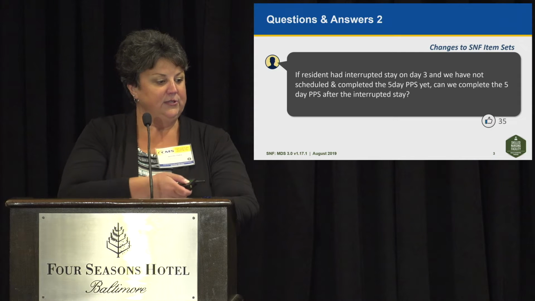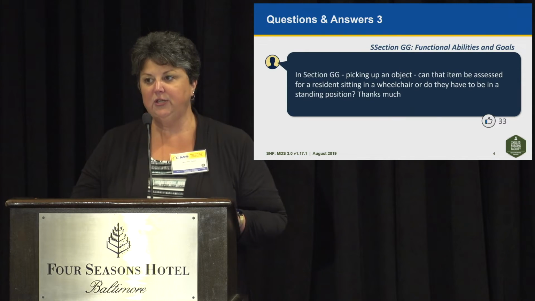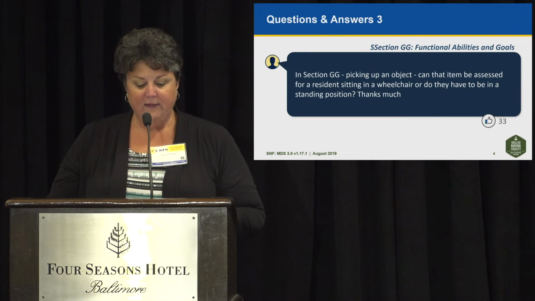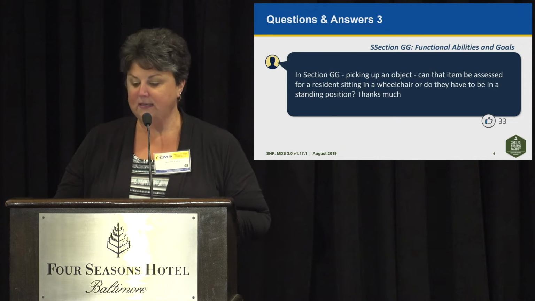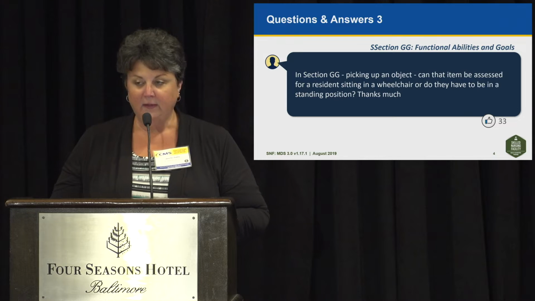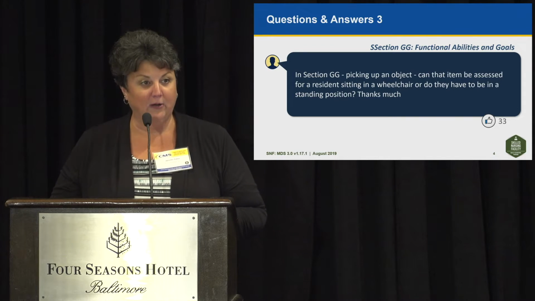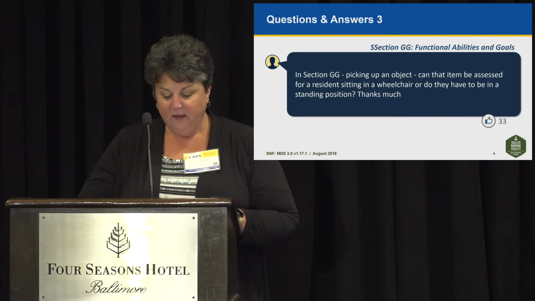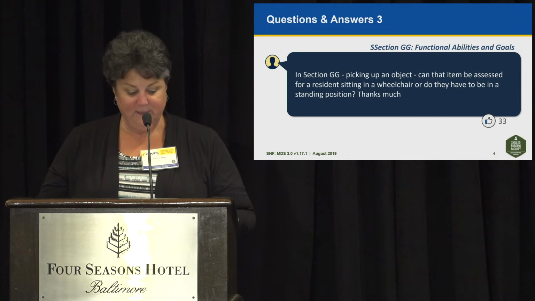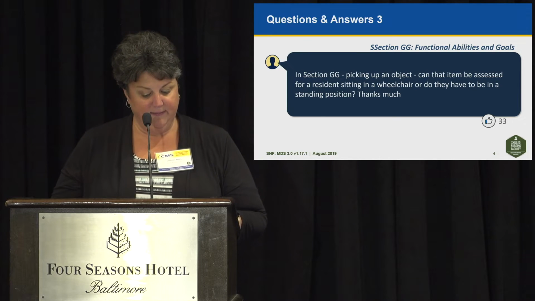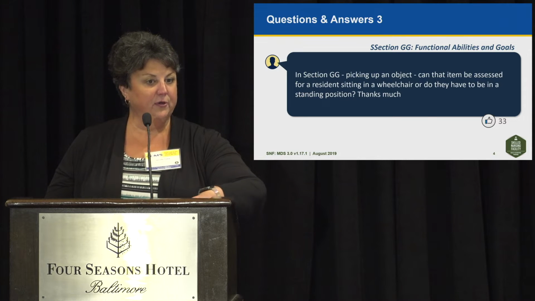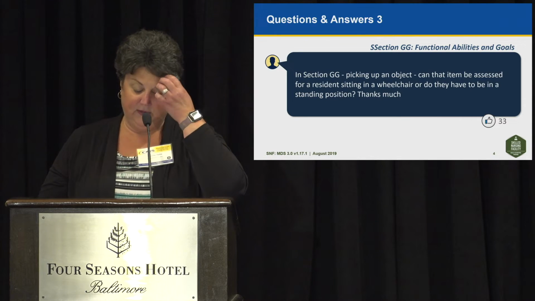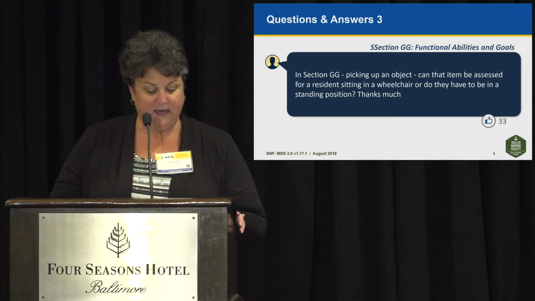And the next question is, in section GG, picking up an object, can that item be assessed for a resident seated in a wheelchair, or does it have to be in a standing position? Thanks much, and I know Ann says you're welcome. She's who answered this question. The resident needs to be in a standing position in order to code this item. Use the appropriate activity not attempted code if you're coding with a seated position, if the resident's not able to stand.